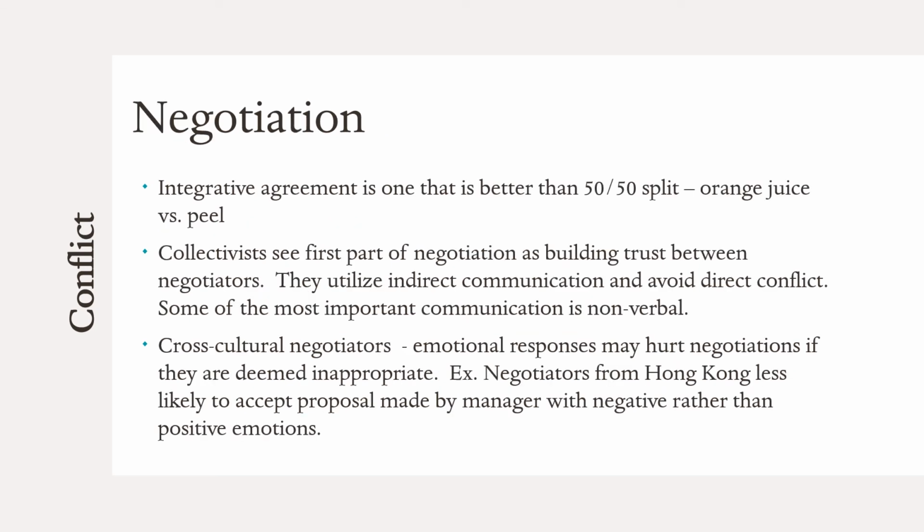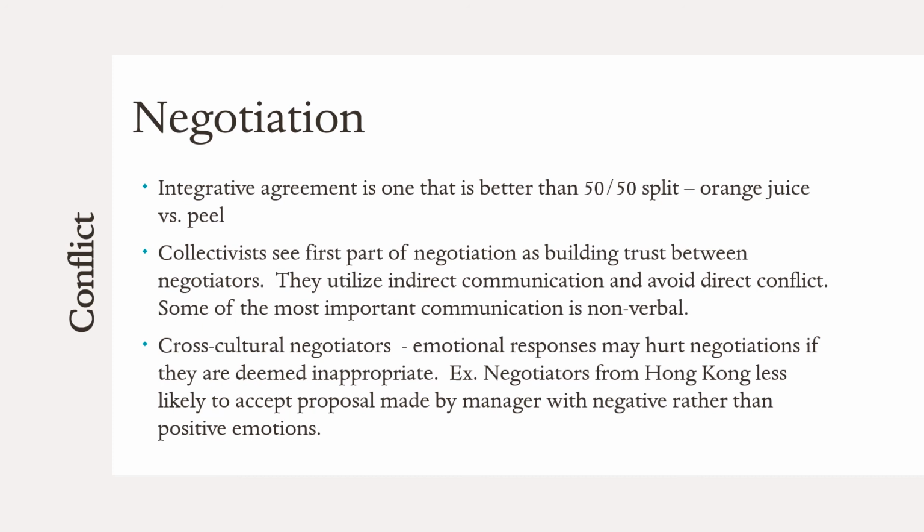Negotiation. Groups can avoid conflict by negotiation. An integrative agreement is one that is better than a 50-50 split. You may have heard the story of the 2 sisters who were trying to split an orange. They ended up splitting it in half, 50-50. One sister peeled the orange and threw away the peel and used the middle for the juice. The other sister peeled the orange, threw out the middle, and used the peel to make a cake.